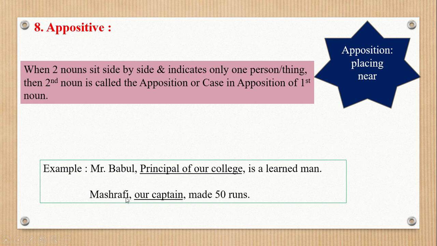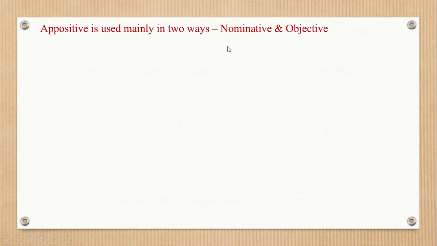Next example, Mashrafi, our captain, made 50 runs. We all know who is Mashrafi and he is a captain. So this our captain is the apposition of this noun Mashrafi and it is a post modifier. This appositive is used in two ways, that is nominative and objective.